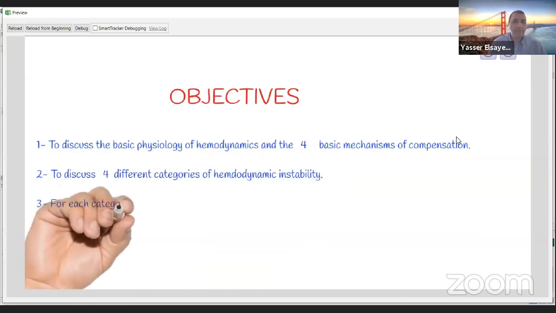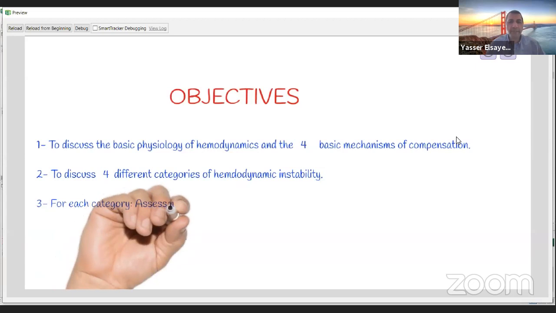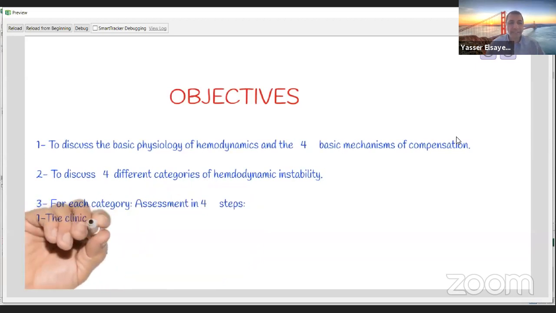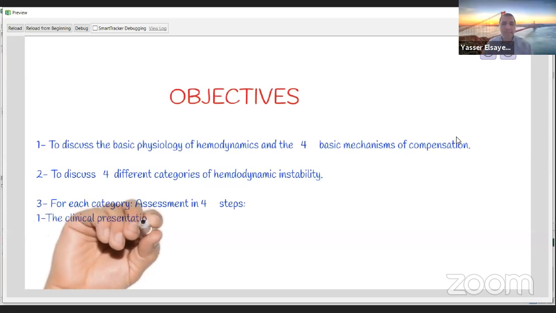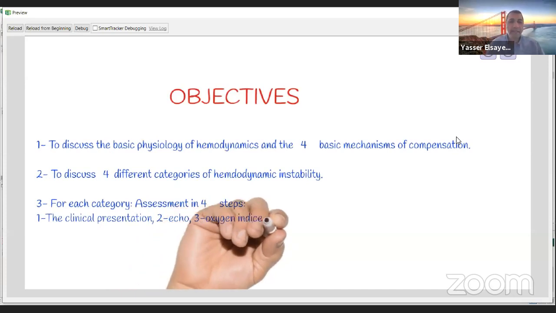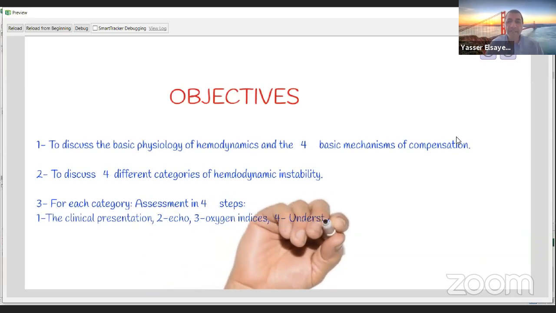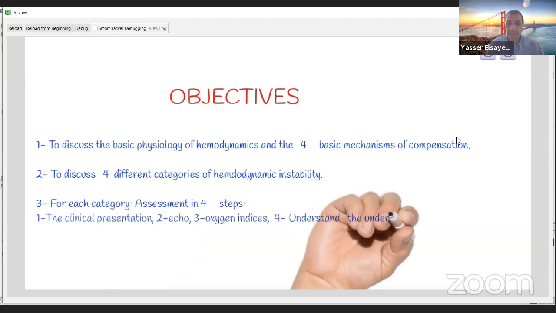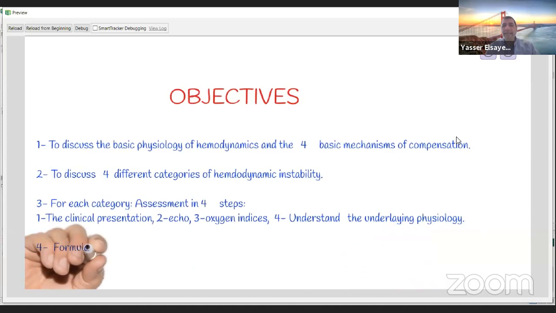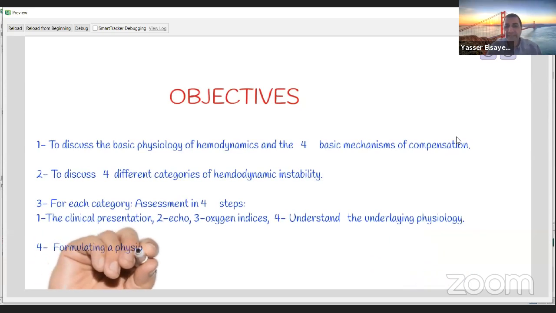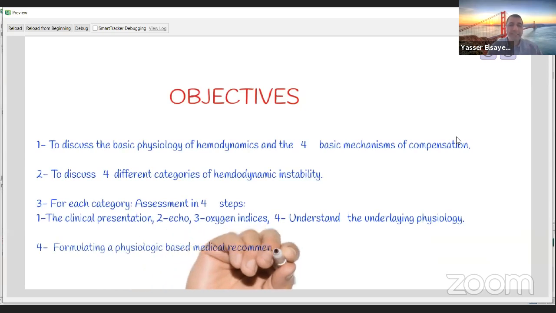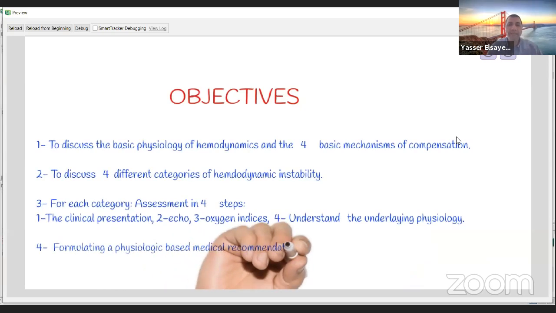The second objective, I will discuss the 4 different categories of hemodynamic instability. Number 3, for each category, I will discuss how to assess the hemodynamic instability by relying on clinical presentation, echocardiography, oxygen indices, including the utility of near-infrared spectroscopy, and how to integrate everything all together to understand the physiology. And after that, how to formulate a physiologic-based medical recommendation based on integrating everything.